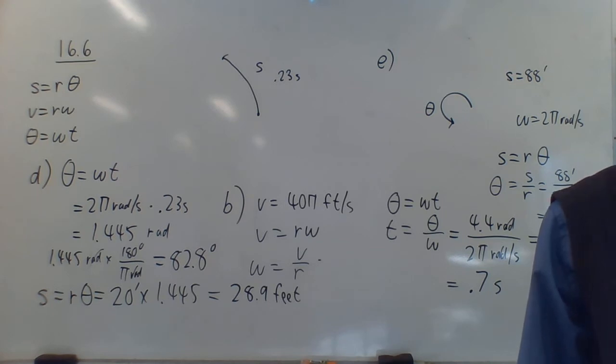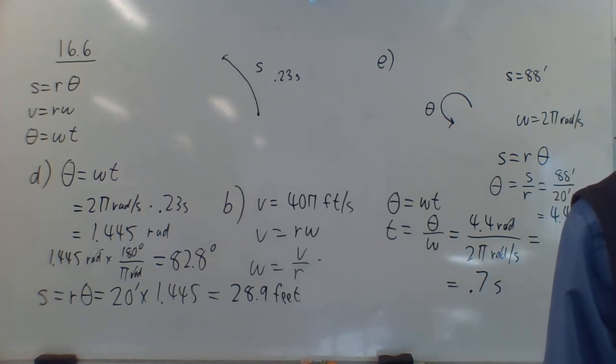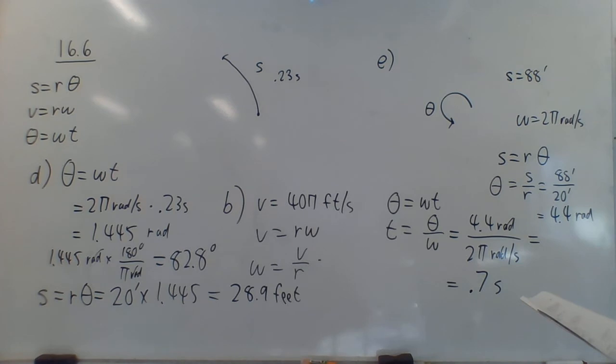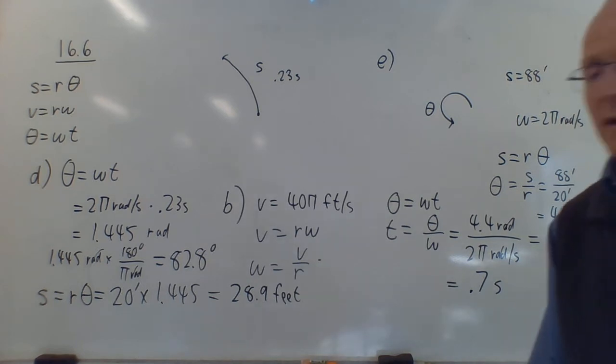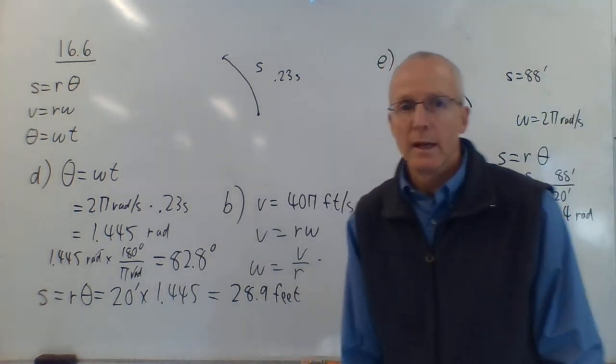Let's see if they got it right. 16.6, 0.7 seconds. Cool. And 1.4 pi radians. Oh, they left it as pi radians. I said 4.4 radians. Yeah, either way it works. Okay, cool. So that's 16.6.